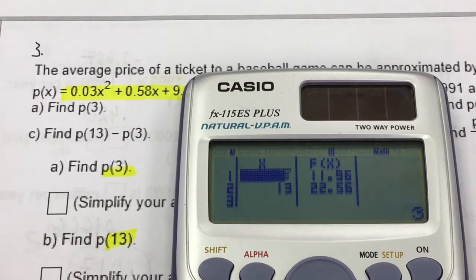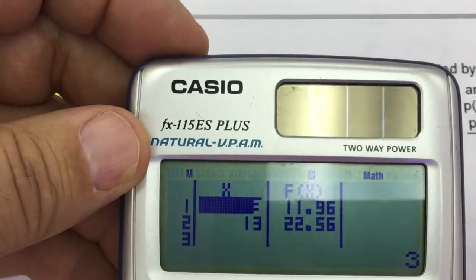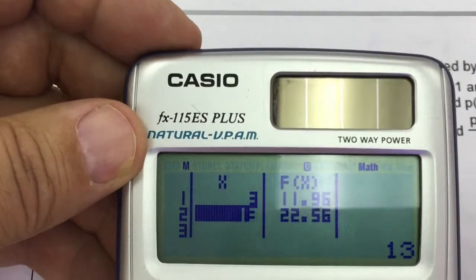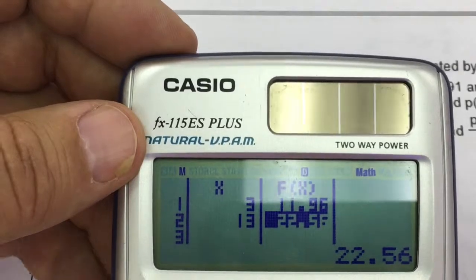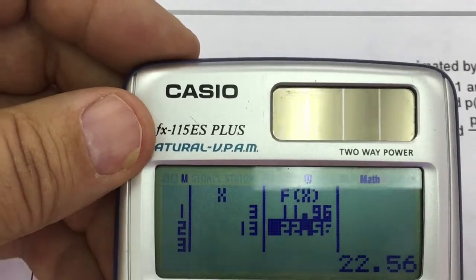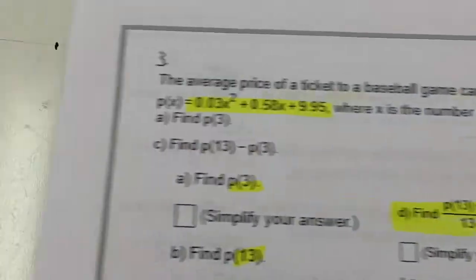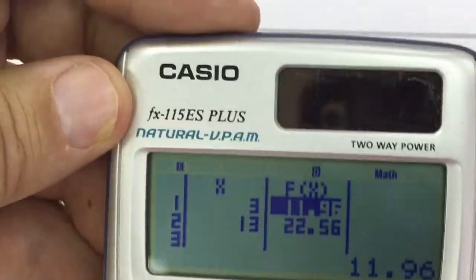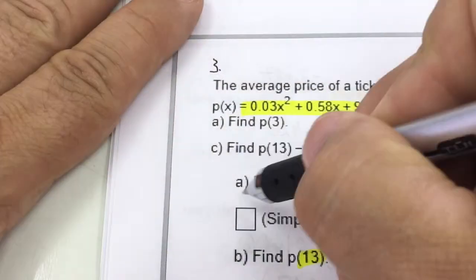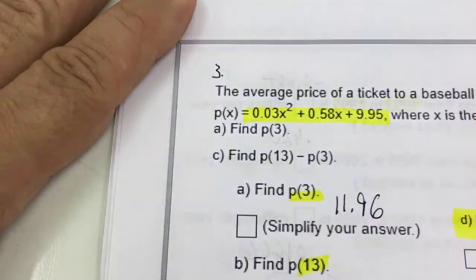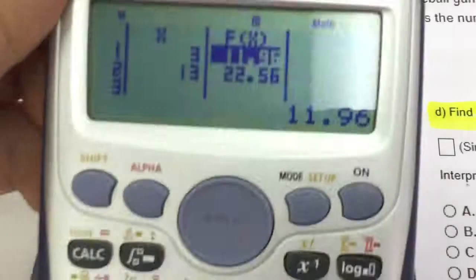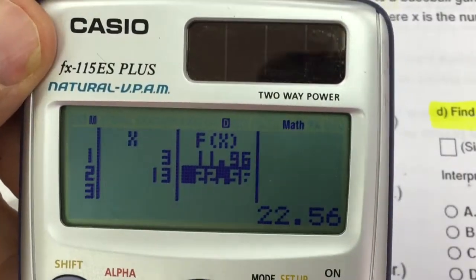And that's going to give me the values. P of 3 equals 11.96. P of 13 equals 22.56. And that's going to give me my coordinates for the slope. So let's see. For my answer, for find P of 3, notice I already have it here. P of 3 is 11.96. We have P of 13. P of 13 is 22.56.